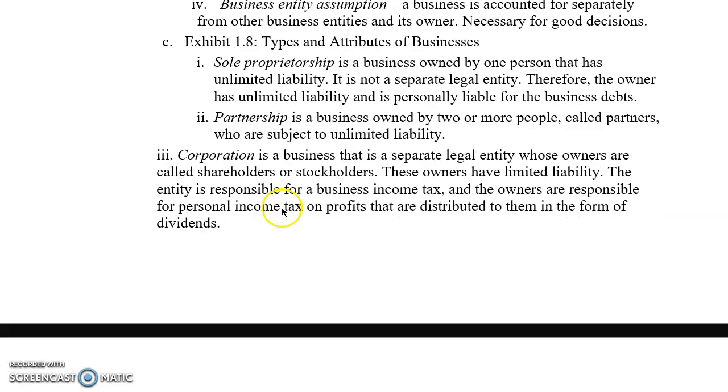Sole proprietor, partnership. A corporation is a separate legal entity whose owners are called shareholders or stockholders. The owners have limited liability. Their liability is limited to their investment in the corporation. So if somebody falls and gets hurt, they sue the company. They can't sue the shareholders or stockholders' personal assets like the house or the car. They can only sue them for their stock investment. The entity would then be responsible for its own business income tax, and the owners are responsible for their personal taxes.